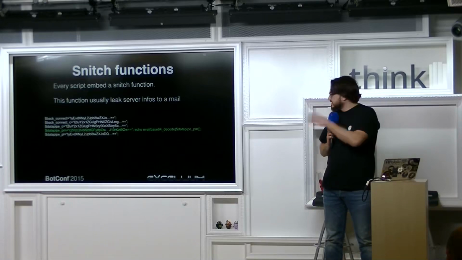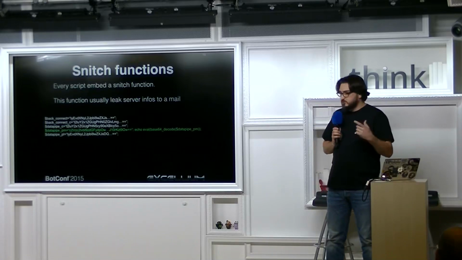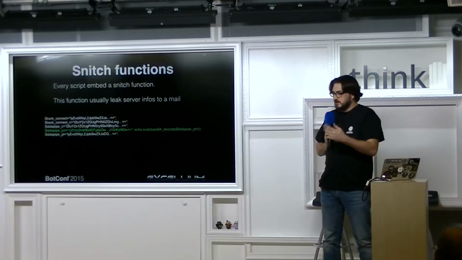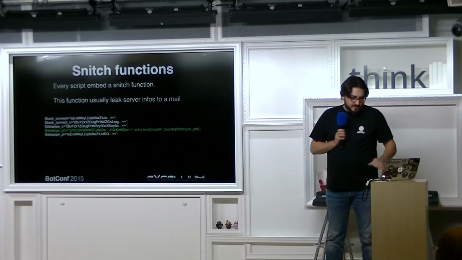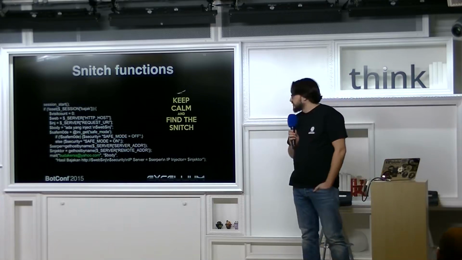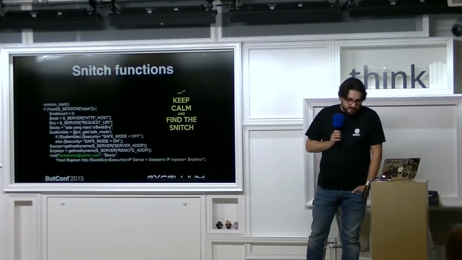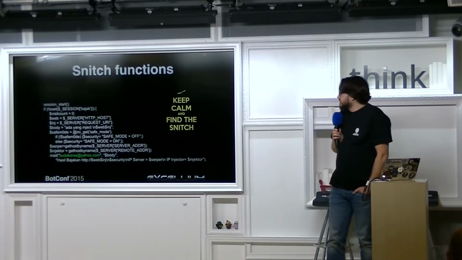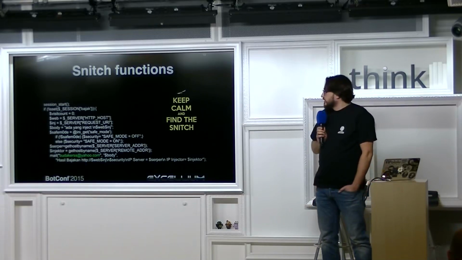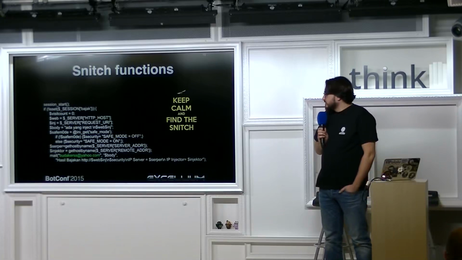Sometimes it's directly like that. Sometimes it's a request to a website for a picture, just to get the referer of the compromised server. And in this case, for example, you have a really simple snitch function. We send a mail to an address that reports who clicked, who activated the backdoor, and the server where the backdoor is, sorry.